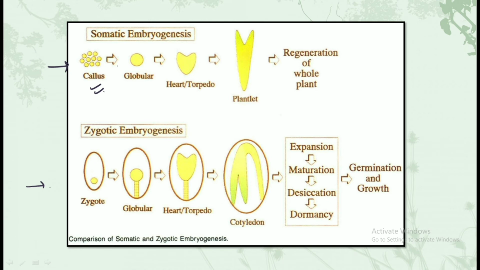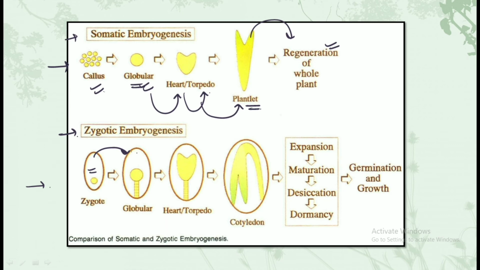So after the callus formation, in case of somatic embryogenesis, what happens is we have first the globular stage formed, and after the globular stage we have the heart stage, and after the heart stage we have the torpedo, and after the torpedo we would be having the formation of the plantlet, and this plantlet leads to the final regeneration of the whole plant.